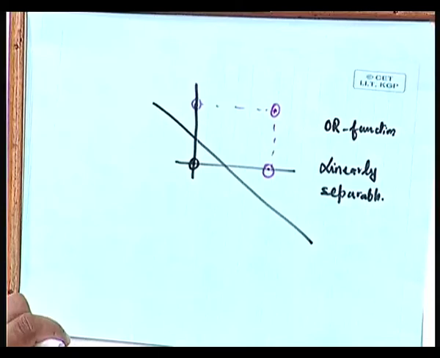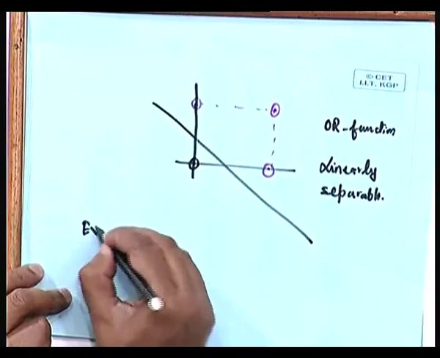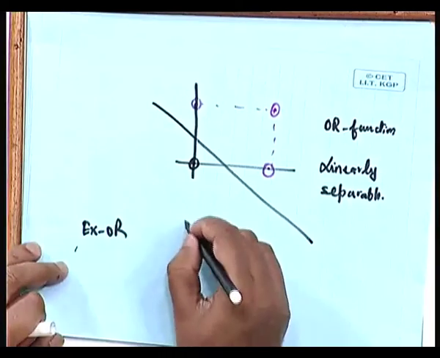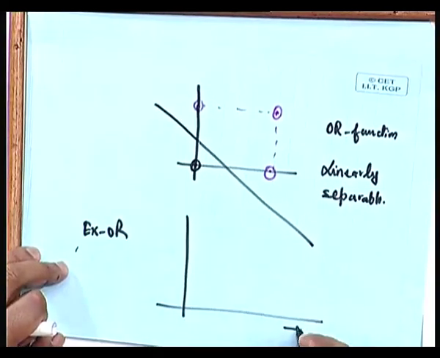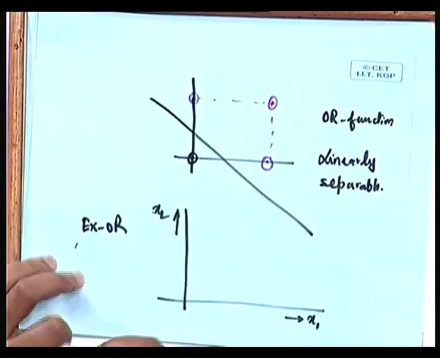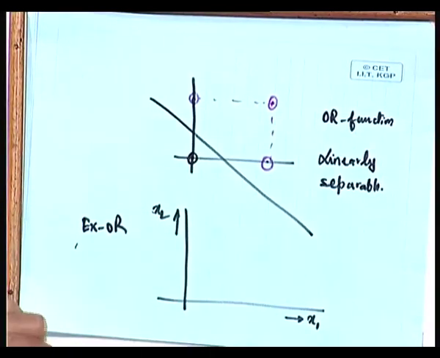Now, let us take an XOR function. XOR function means what? Again take the x1 x2 axis, with x1 and x2 both equal to 0, the output is equal to 0.